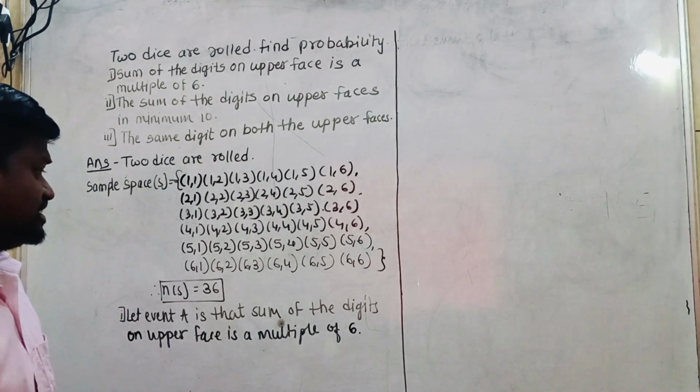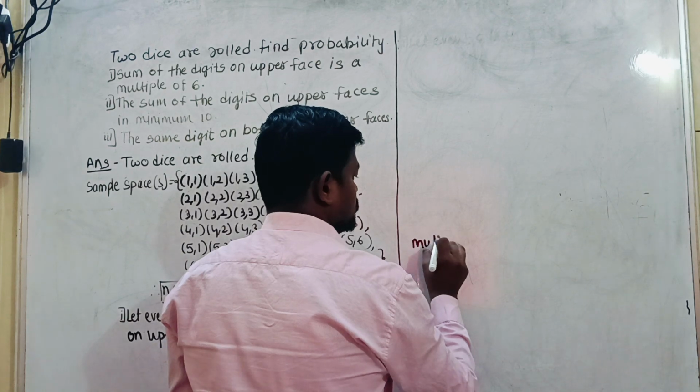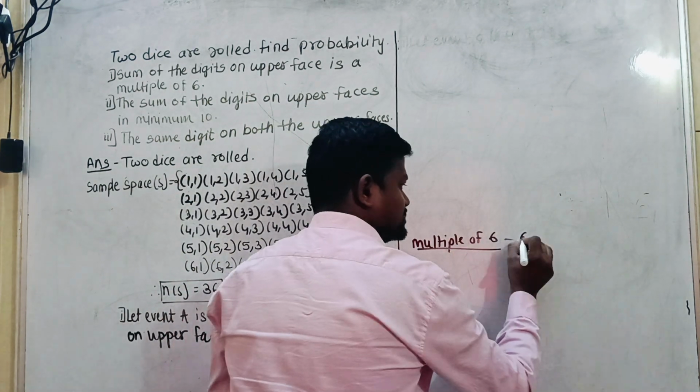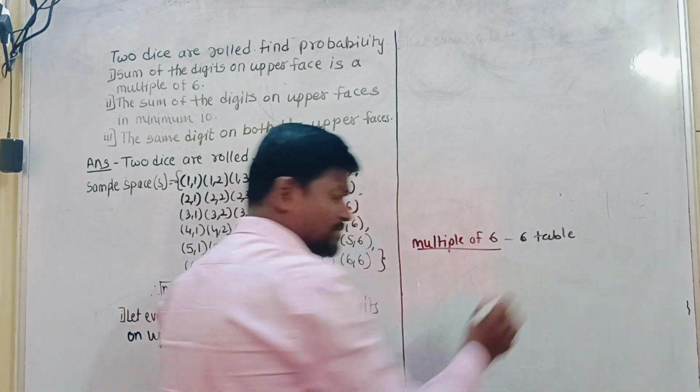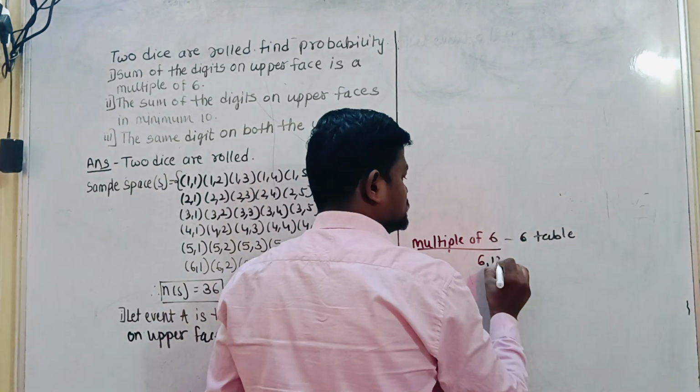Multiple of 6. See, multiple of 6 means 6 table. Okay, you have to remember 6 table. So 6 table is 6, 12, 18.